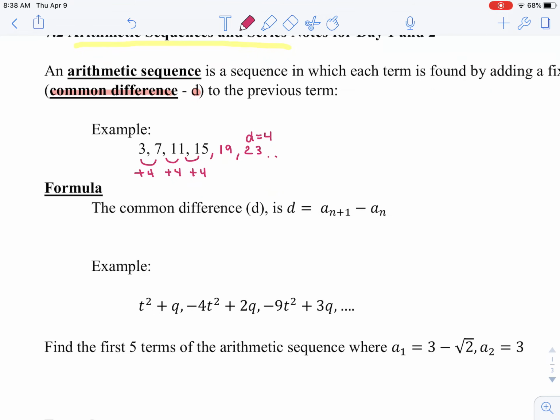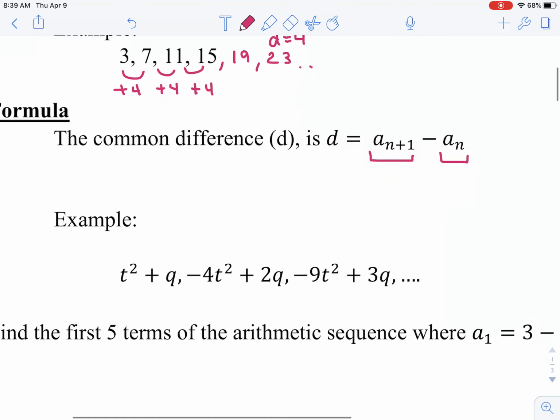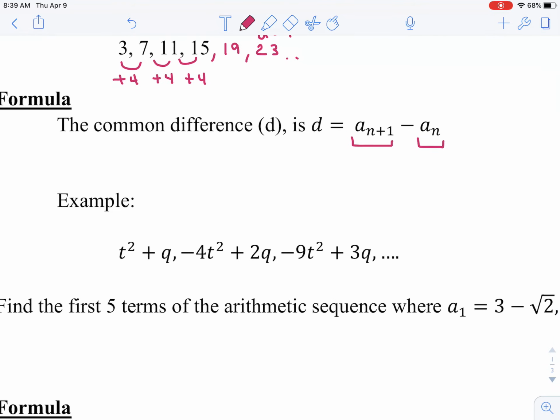The formula for the common difference, okay, is just, again, as we said, subtracting one term from the other. Okay, so a sub n plus 1 minus a sub n. Okay, we don't want to do it the other way around because if we do that, then we'll end up having the opposite sign. We want to make sure that we should be adding 4 and not subtracting 4 in that previous case. So here's an example.